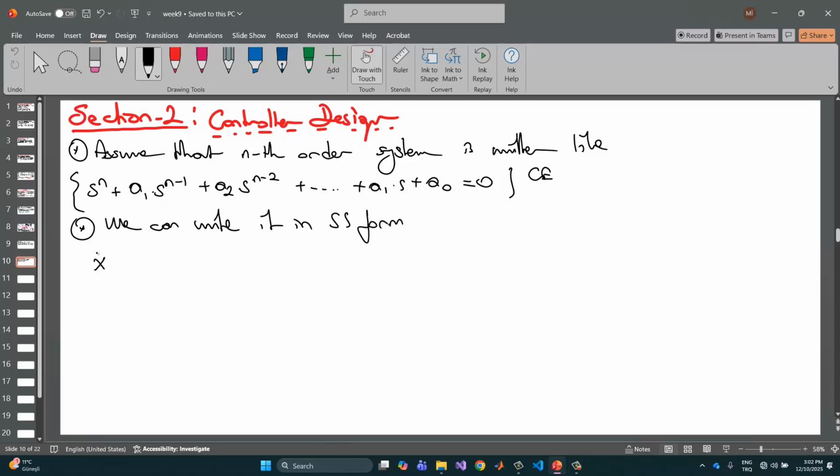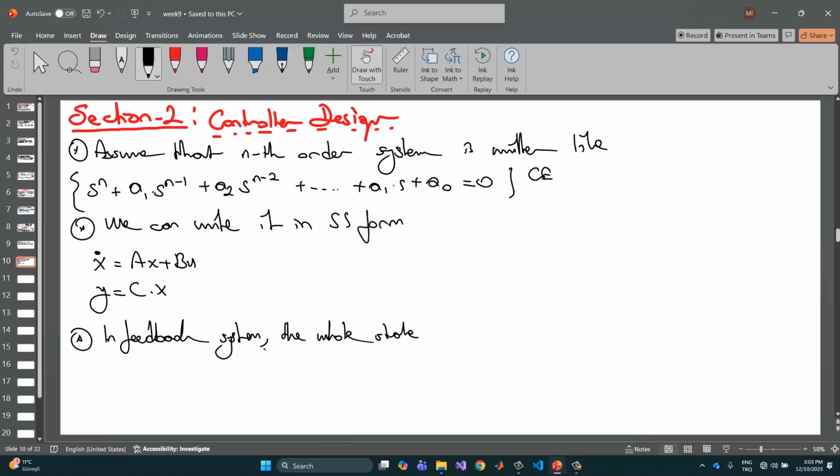Just like this one. x dot is equal to Ax plus Bu, and y is equal to this one, right? Okay. And so in a feedback system, all the states must be fed into the controller to design this one.